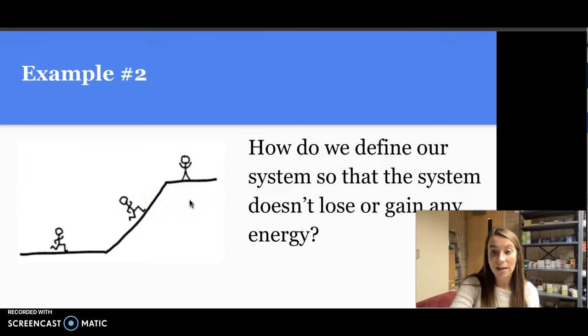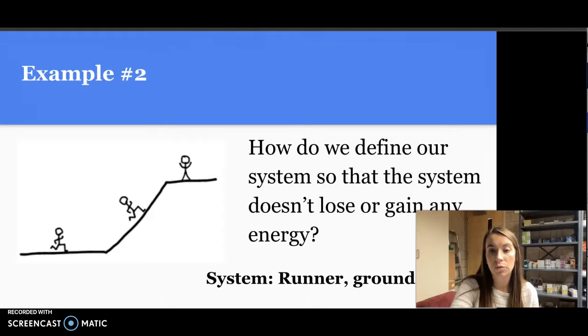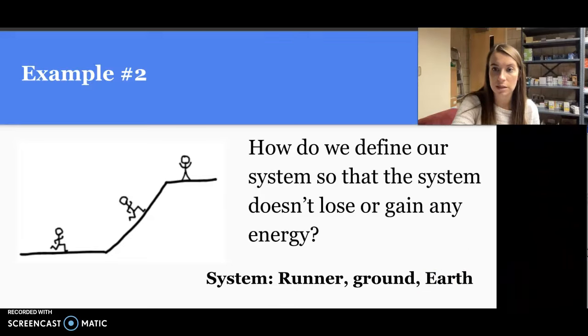So again, defining our system. What objects need to be in my system so I don't gain or lose any energy? There's a height change, so we're going to put the earth in our system. We're going to put the guy in our system, the runner. And let's put the ground in the system. So there is friction, so let's put the ground in the system. So our system is runner, ground, and earth.